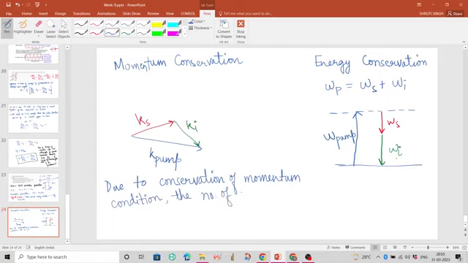The number of combinations reduces because not all combinations will follow the momentum conservation. The momentum of the signal and the idler photon will not match in all those combinations. So that's why we have a lesser number of combinations possible, but still the number of combinations is large.